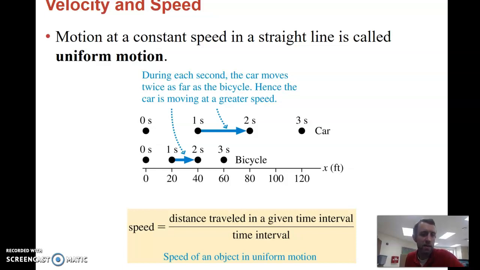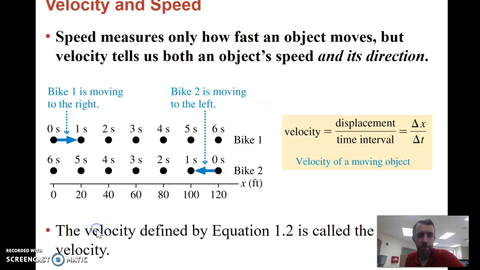Motion at a constant speed is called uniform motion. So it's moving at a constant speed, basically. There's the equation for it: distance traveled during a time interval divided by that time interval. That is speed. It doesn't matter the direction. Speed only measures how fast you're moving. That's important. But velocity tells you both its speed and the direction that it's going.